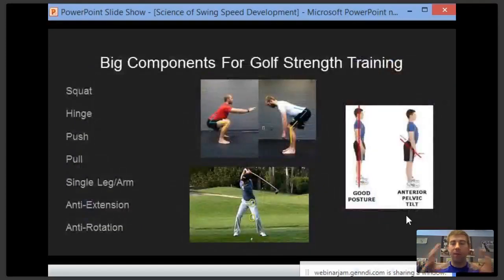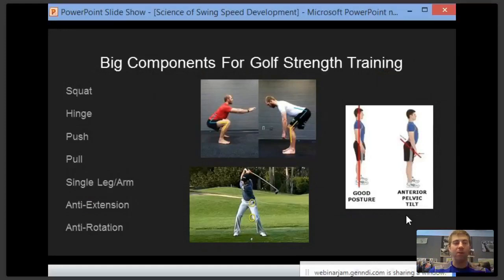So if we kind of break it apart here, we have power, remember, and that is force or strength plus speed. So we're going to talk about the force and strength piece first. There's a couple of main elements, 7 main elements, that you definitely want to make sure are in your strength training portion. You guys probably all see this in your programs that you're doing. But you should have a squat and a hinge as the first 2.